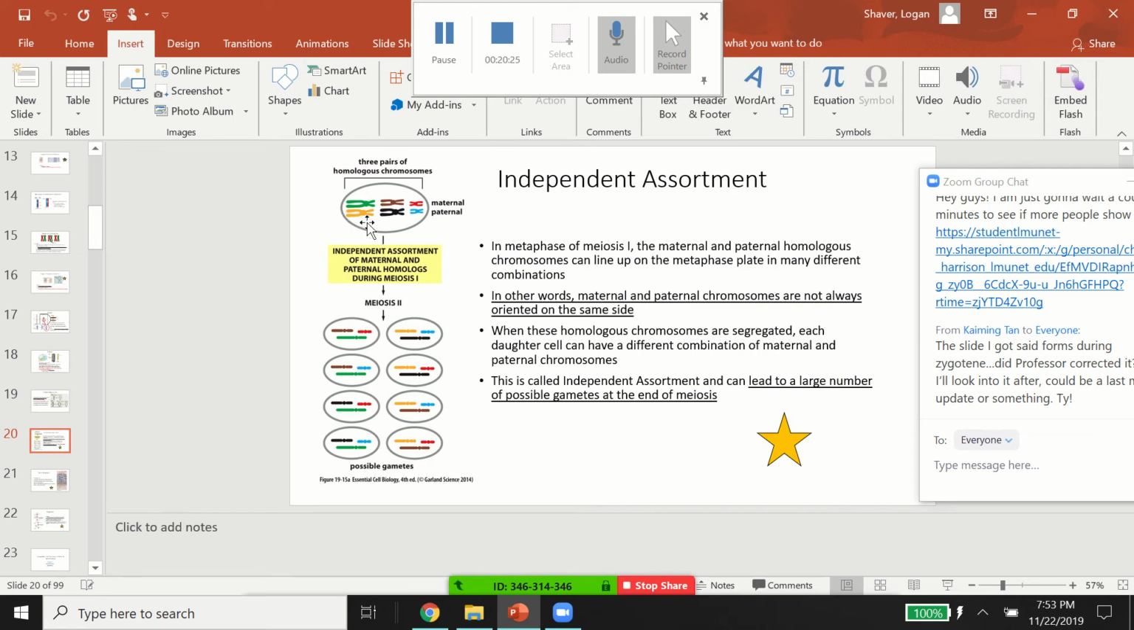So what independent assortment really is, is that it's just kind of luck of the draw as to which sister chromatid gets incorporated. That's the way I like to think about it. It goes a little bit more into detail, and once again, if you're getting confused about it, just let me know. I think this little quote here probably sums it up for you: when these homologous chromosomes are segregated, each daughter cell has a different combination of maternal and paternal chromosomes. So basically what I was saying, but it's just a nicer, fancier way of saying it.